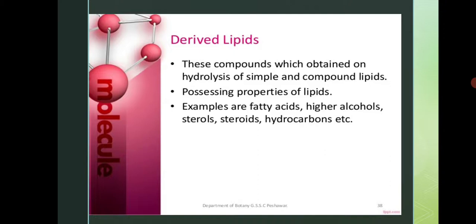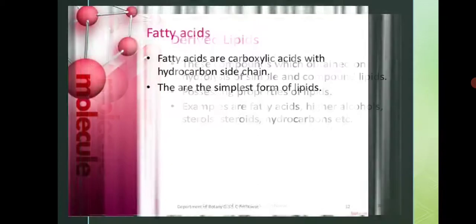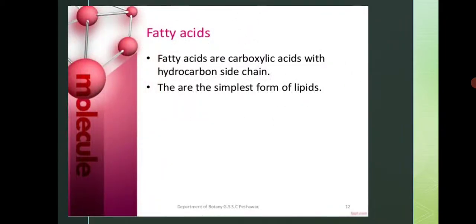Examples of these derived lipids are higher alcohols, fatty acids. The main example of derived lipid is fatty acid, जिसका synthesis हम देखने वाले हैं. Okay, so fatty acids, higher alcohols, steroids, hydrocarbons, etc. These are examples of derived lipids.